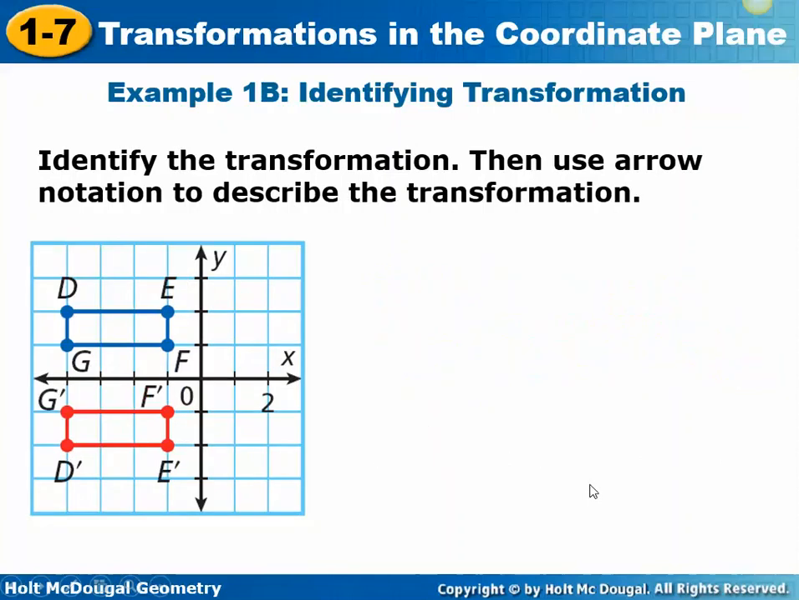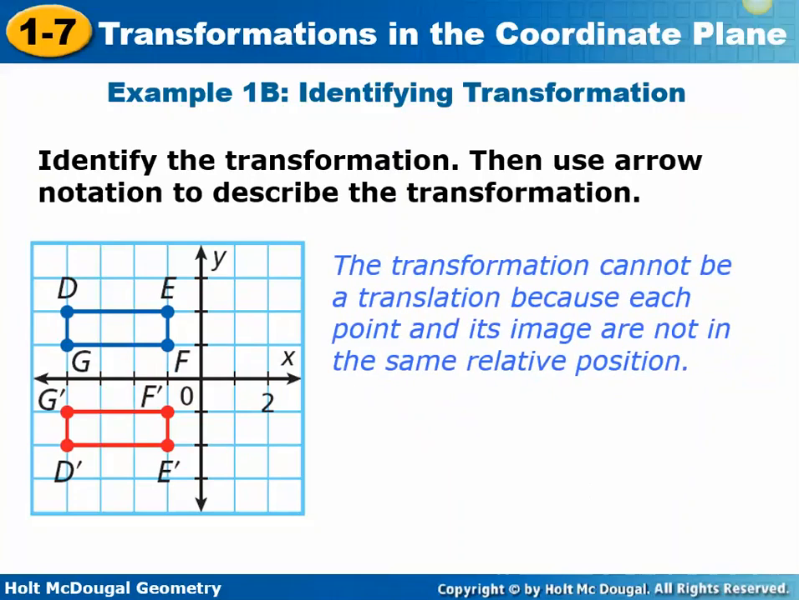Okay, this one says identify the transformation. This one has more than one thing. It says it can't be a translation because each point in its image are not in the same relative position. Now, when I first looked at this, I said, oh yeah, it could be a translation. I just moved triangle EDFG down. But actually, it's not, because that would mean that this point right here would be E prime. And it's not. E is way over here, E prime. And D is way over here, and G to G prime is here.